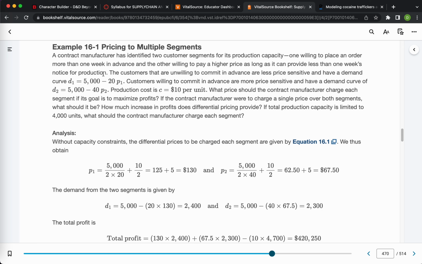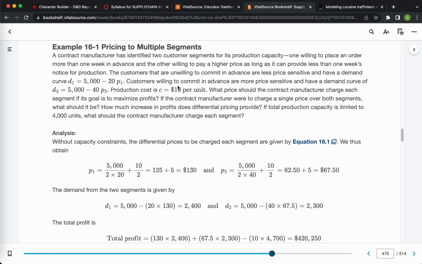So customers that are unwilling to commit in advance are less price sensitive and have a demand curve that looks like this. They are less price sensitive, which means that they are okay with paying higher prices. Customers willing to commit in advance are more price sensitive and have a demand curve of 5,000 minus 40 times the price. So this is the demand curve for customers who are willing to wait for more than a week.